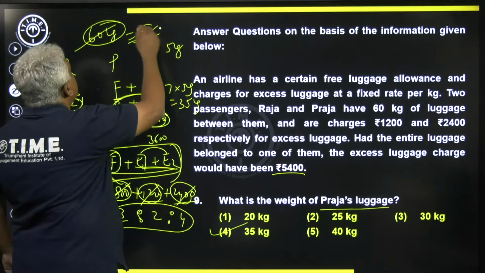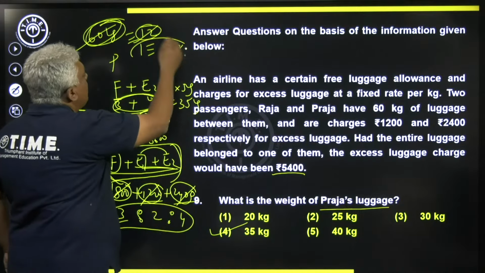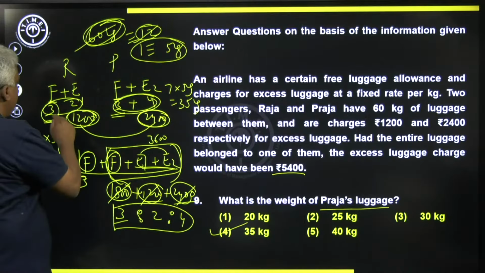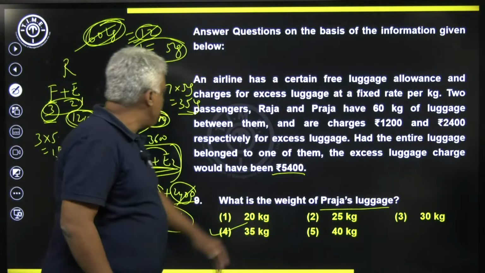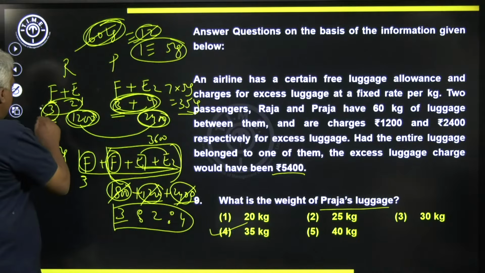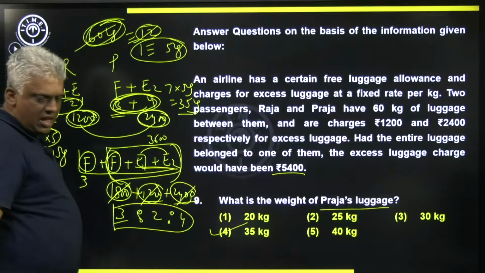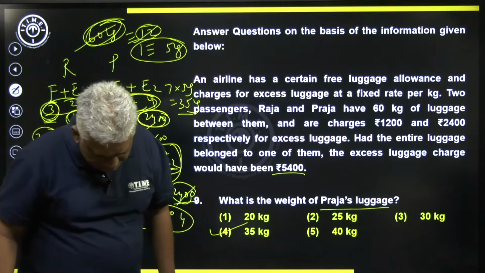12 parts is 60 kg. So one part is 5 kg. So this guy was carrying 7 into 5, 35 kg, right? So Praja was carrying 35 kg, and the free luggage was three parts, 3 into 5, 15 kg. I hope this is clear now.